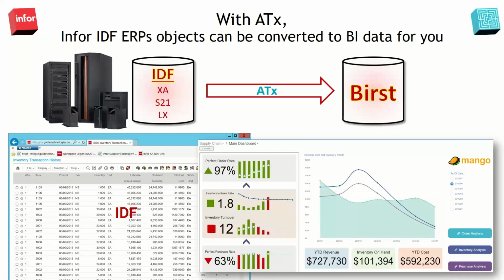So for instance, if you're still running accounting management, you have AM+, you have IDF across accounting management. So Burst can read that information. So if you have something that looks like this list window that we're all used to seeing, with Burst, we can turn it into something that looks like this and get real management information out of it.